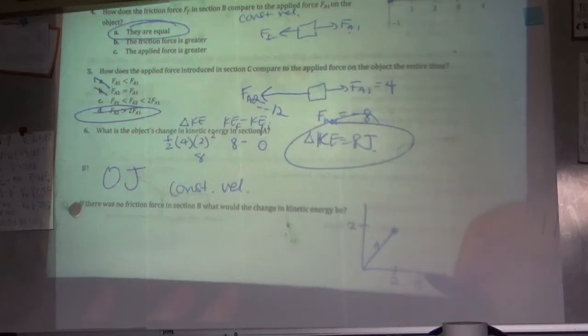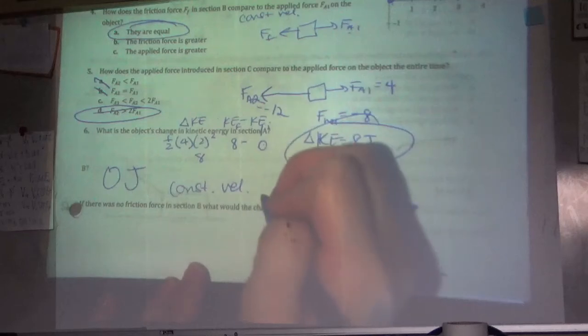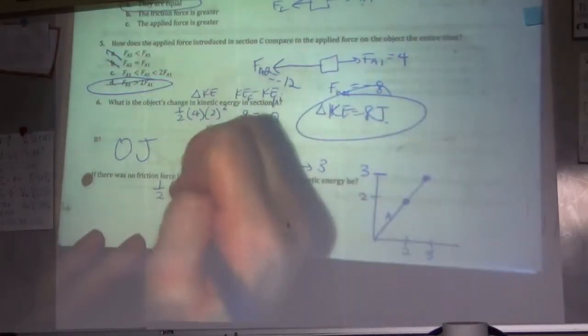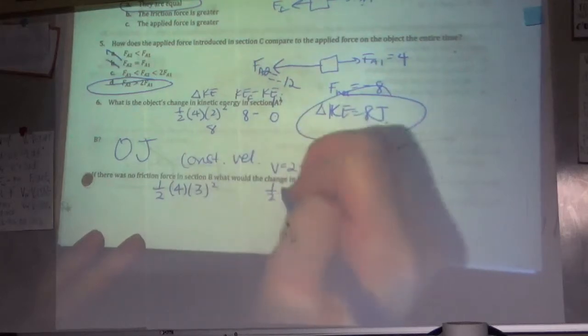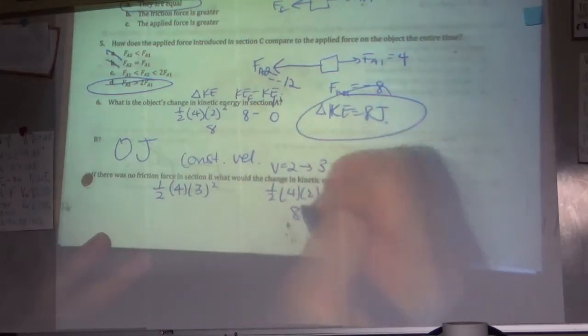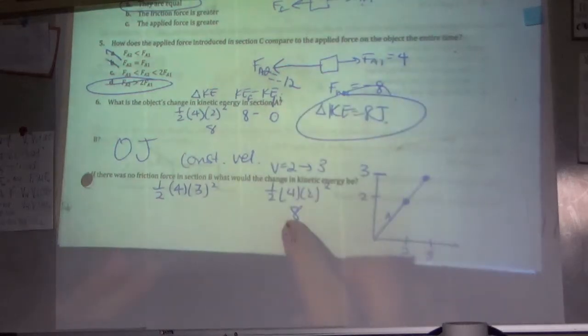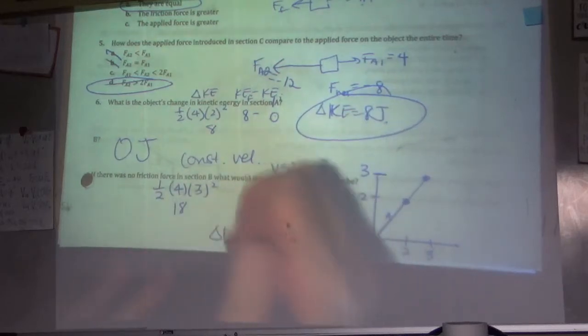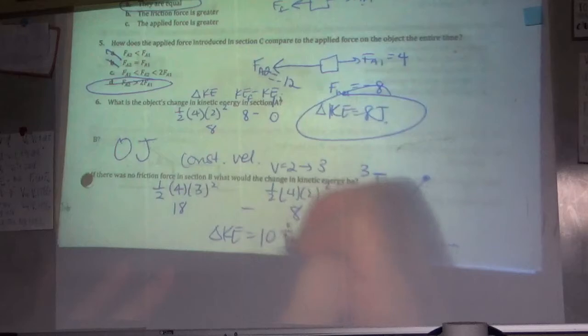Well, section B is still from 2 to 3 seconds. If you take away the friction, then it's just going to continue to accelerate at the same rate that it was accelerating, which was an acceleration of 1. So after 3 seconds, your velocity would now be 3. So I'm going from 2 to 3 meters per second, and I want to know how much the kinetic energy changed by. So I find this ending kinetic energy and the starting kinetic energy. We already found the starting, the end of section A. You get 8, and then at the end you have 18. So if it goes from 8 to 18, that means the change in kinetic energy is just the difference. So it gains 10 joules.